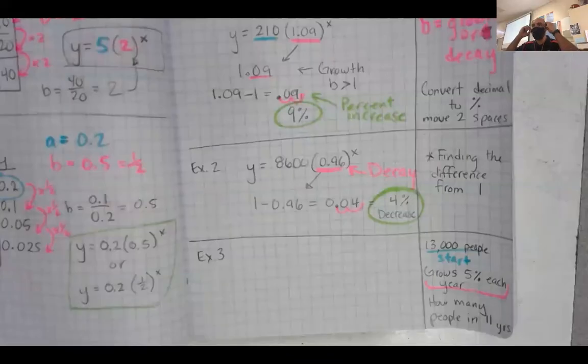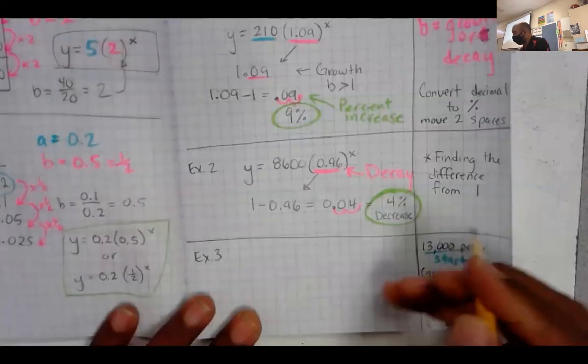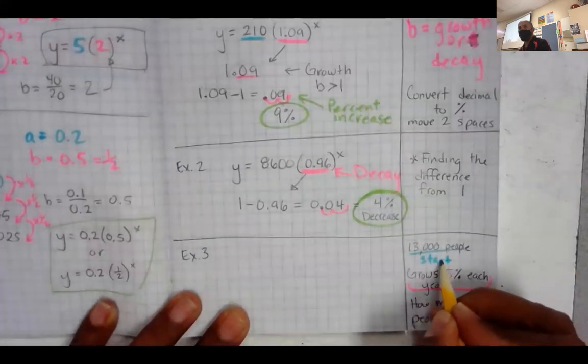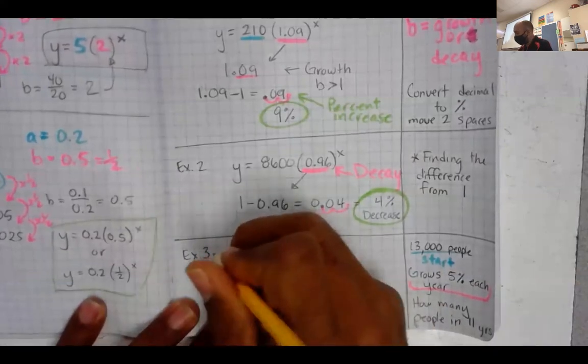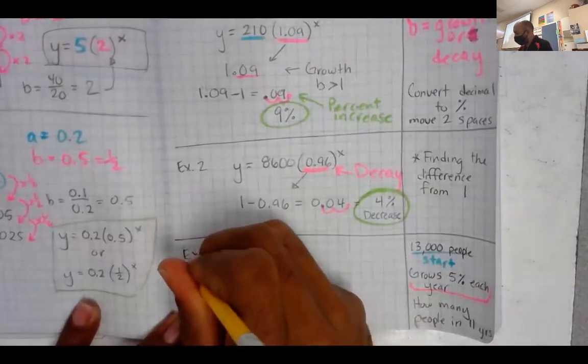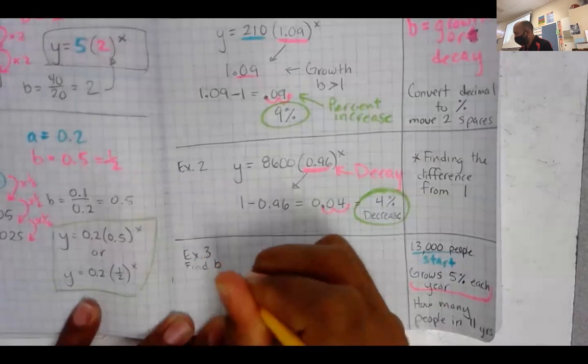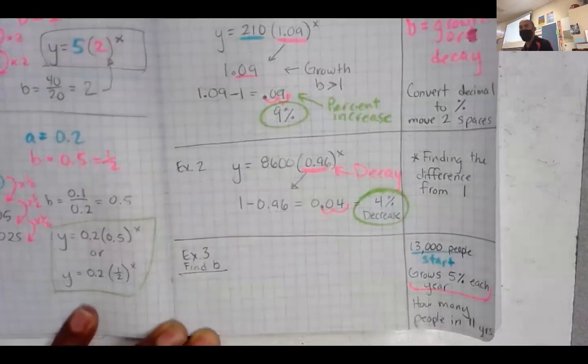This growth is not, we're not just adding like 10 people or 100 people every year, right? It's growing at 5%. So the amount that we're adding every year is going to change based on the percent, okay? So the way we set this up, all right, is we know that this is our start. That's our A value, right? But we got to find the B. So first, let's find the B. Okay, so we'll say find B. That's what we're doing right here.